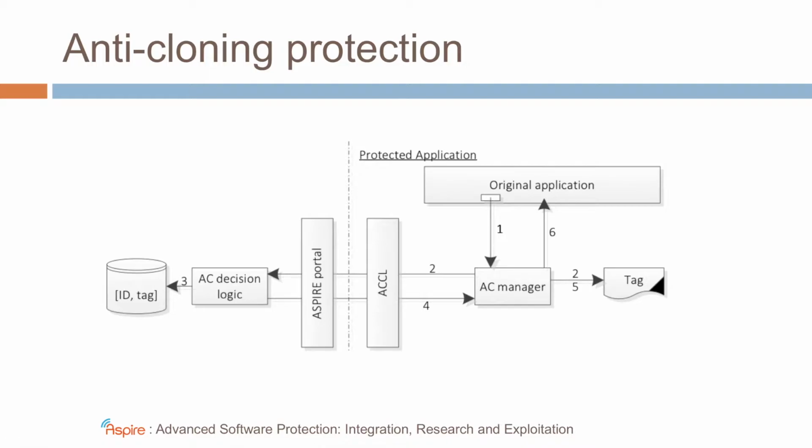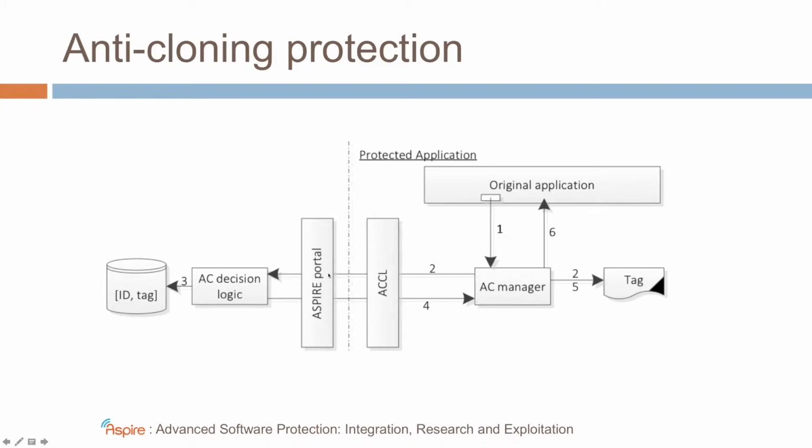So here we have a picture explaining how it works. At the top on the right, you have the original application. At some point in the application, the anti-cloning manager is invoked. This manager accesses a file on some file system that persistently stores a tag. The manager updates the tag and writes back the new tag value.